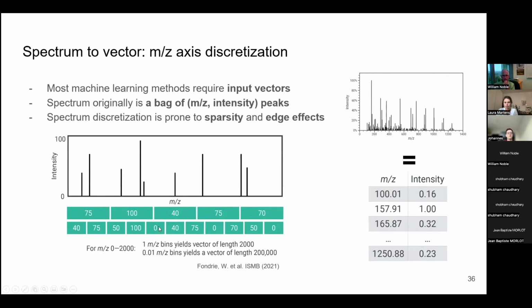But as you use finer and finer bins, you start getting more bins with zeros in them. In practice, we really need something on the order of 0.01 MZ to get close to the precision of the instrument, because it's very precise. Then you have vectors of like 200,000, which is challenging for training, loading onto your GPU and training efficiently. Also, as you get those very small bins, you start introducing edge effects, where two peaks that happen to have an edge between them get separated, even though they actually have very close MZ values.